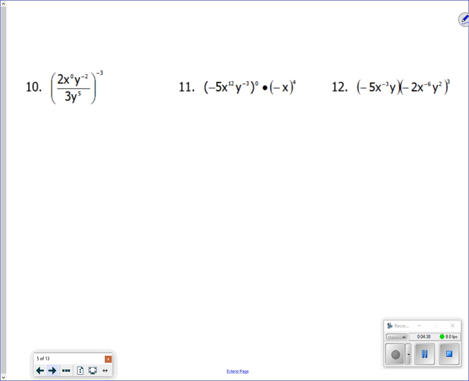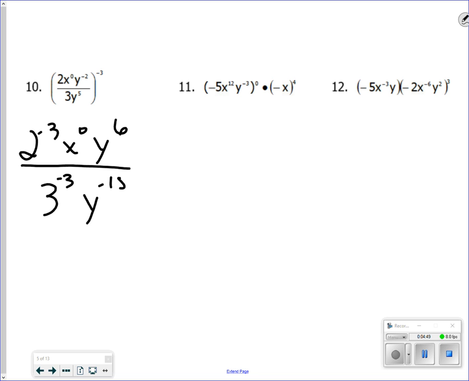Ooh, this one's going to be a little bit lengthy. 2 to the negative 3rd, x to the 0, y to the 6th. That's taking the top to the negative 3rd power. 3 to the negative 3rd, y to the negative 15th. As I said in the previous example, anything with a negative power needs to get moved, and anything to 0 power is just 1. So the 2 to the negative 3rd needs to be 2 to the 3rd on the bottom.